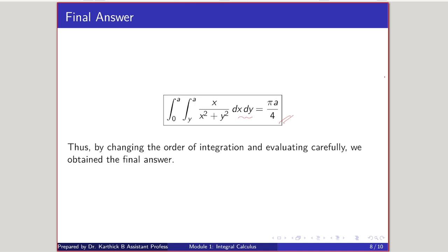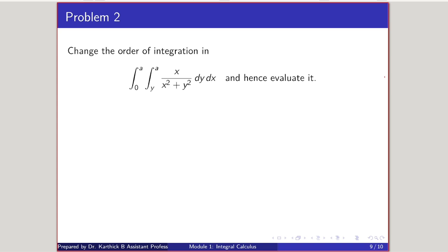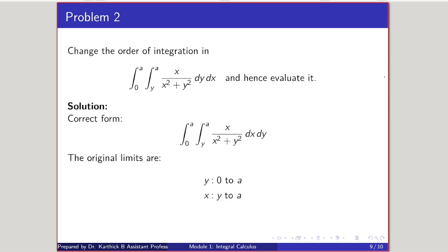So we go for the next problem. Here, if you see the previous problem, the same thing I have given, but the given problem has the limit of y varying from y to a. The lower limit is y and the upper limit is a. How is it possible? So the given problem is in an incorrect form. What we want to do is change this given problem into a correct form. Then you have to take this as the given problem.